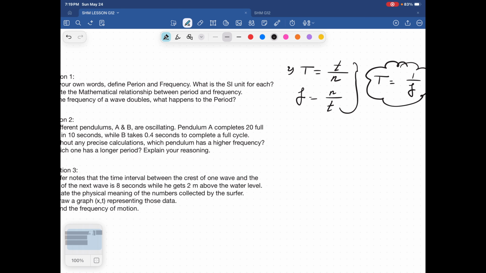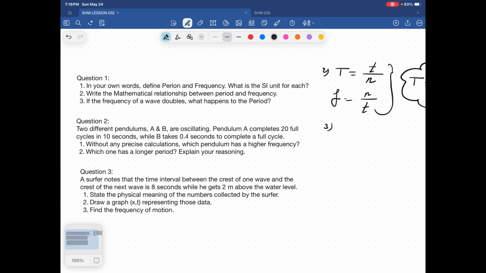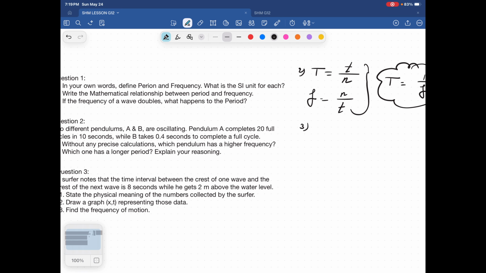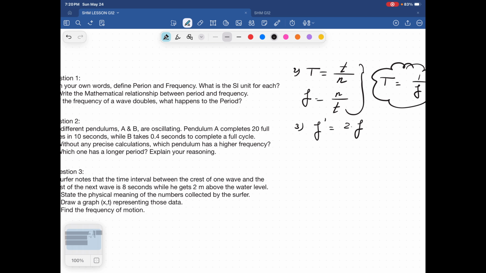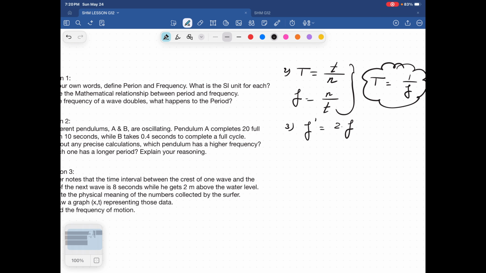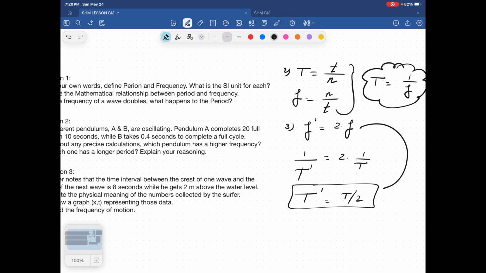Part 3 states that if the frequency of a wave doubles, what happens to the period? He's telling us that f prime is equal to 2 times the initial frequency f, and we want to find the relationship with the period. We know that T is equal to 1 over f, or f is equal to 1 over T. We can substitute: 1 over T prime is equal to 2 times 1 over T. With some very simple mathematics, we can reach the conclusion that T prime is equal to half the initial period. And so when the frequency doubles, the period is halved.